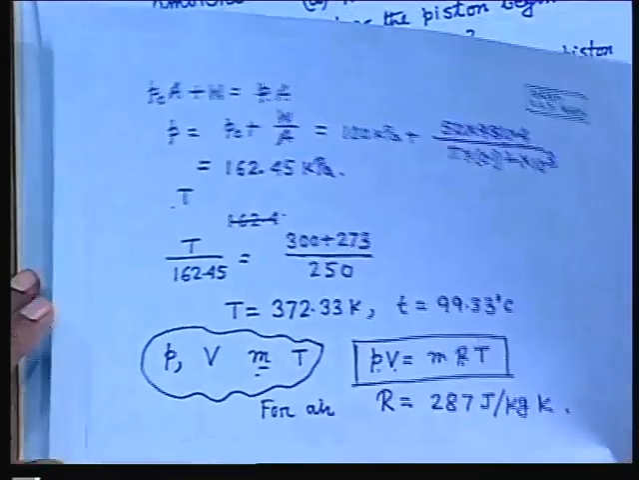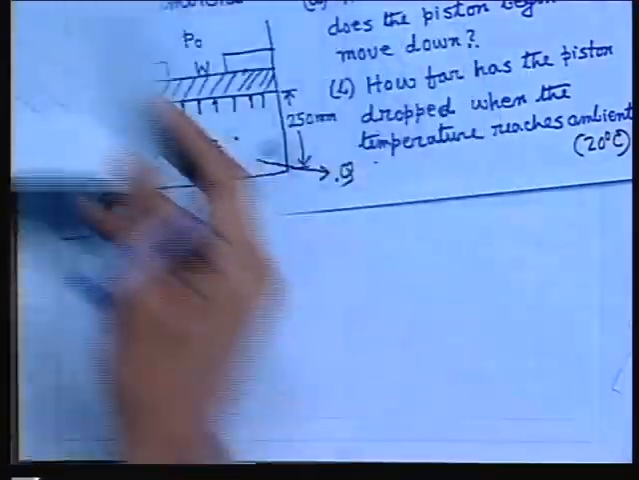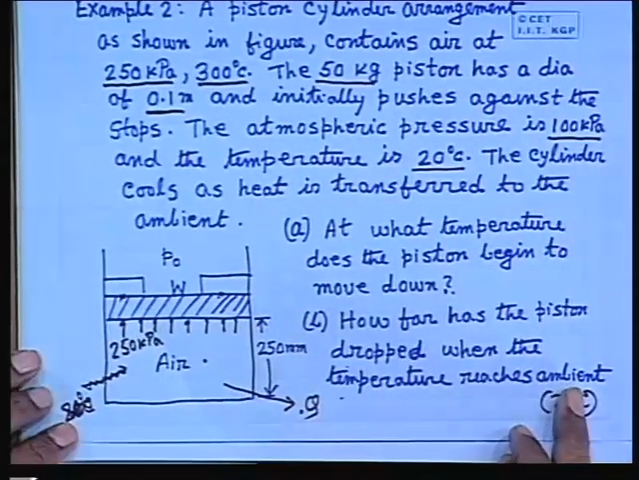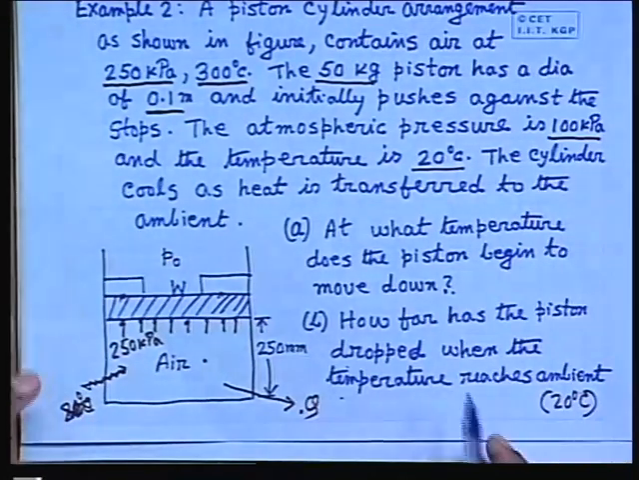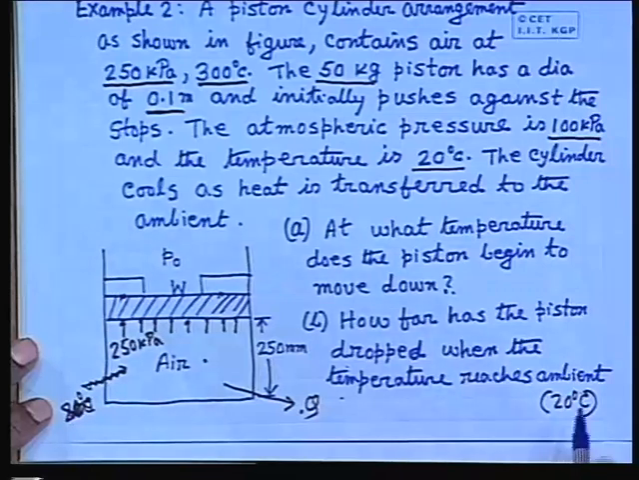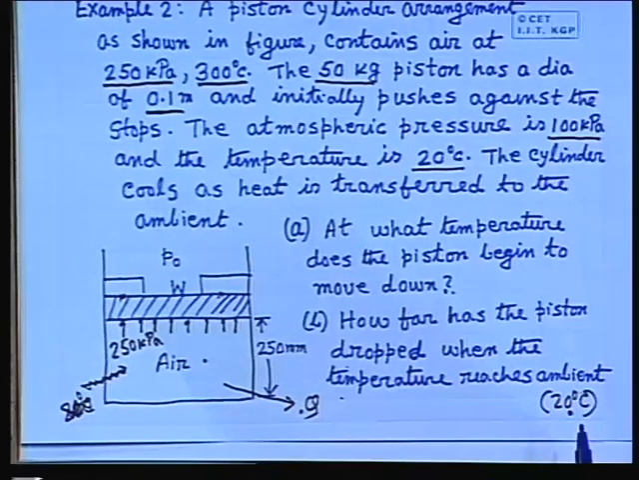Okay. Now, next part. What is the next part? How far has the piston dropped when the temperature reaches ambient? How do you find out? So, how to find P2, V2, correct, but temperature is changing. Why temperature will be constant? Temperature is 20 degrees Celsius. V by T is constant. One solution is that V by T is constant, so you can find out the V. So if you, okay, pressure remains constant, that is one.